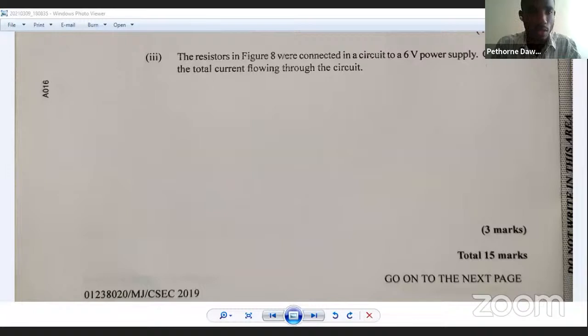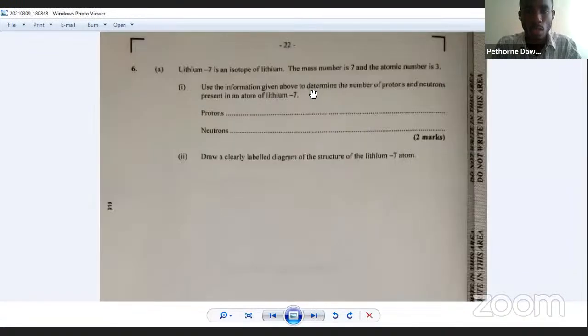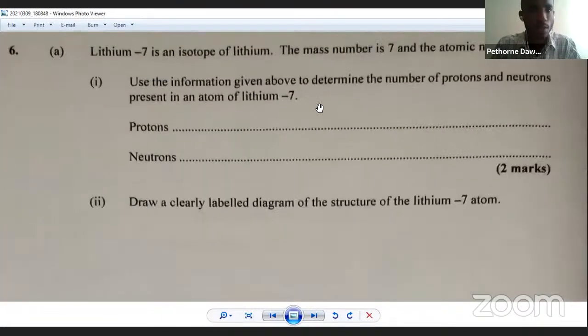Alrighty. So we can now move on to question 6. Radioactivity. Lithium-7 is an isotope of lithium. That's how it's read. The mass number is 7 and the atomic number is 3. Use the information above to determine the number of protons and neutrons present in an atom of lithium.